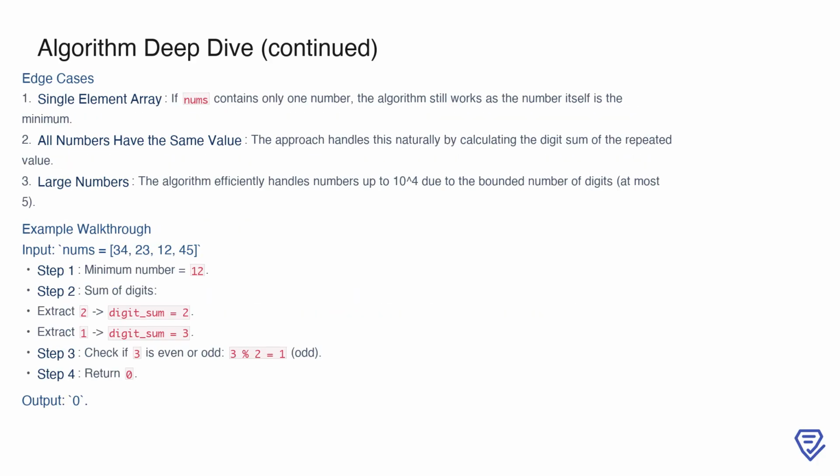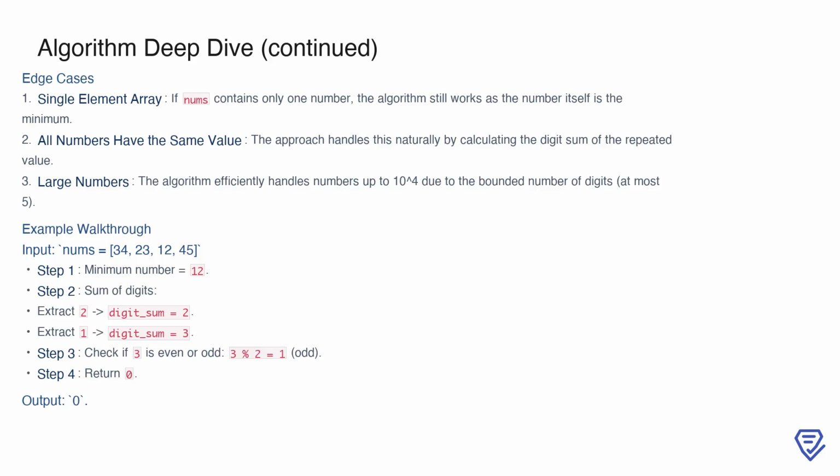To ensure the robustness of the solution, we should consider some edge cases. First, if the array contains only one number, the algorithm still works because that number is the minimum. Second, if all numbers in the array have the same value, the approach naturally handles this by calculating the digit sum of the repeated value. Lastly, even with large numbers up to the maximum limit of 10,000, the algorithm remains efficient because the number of digits is capped at 5.